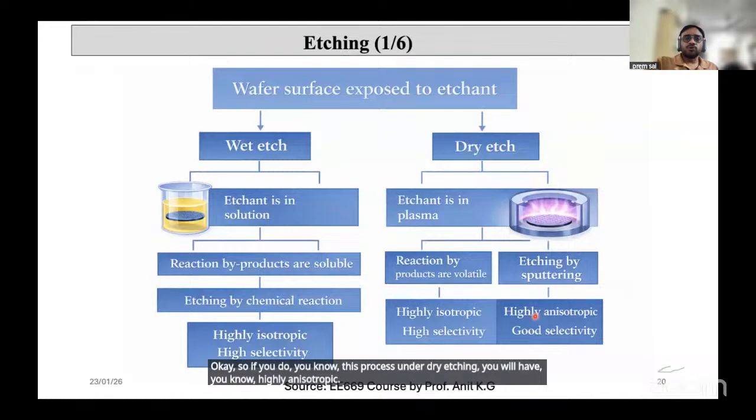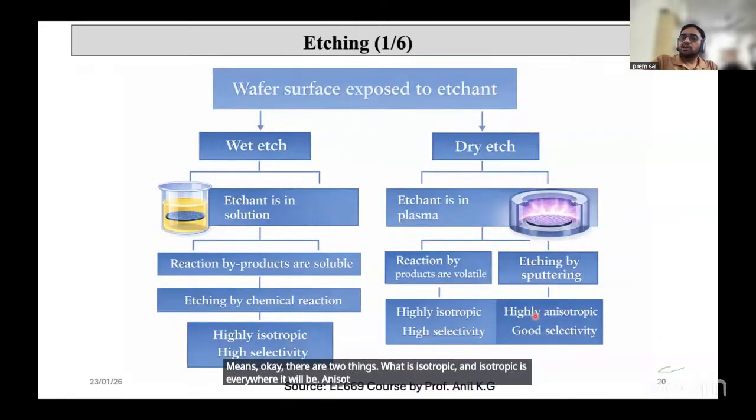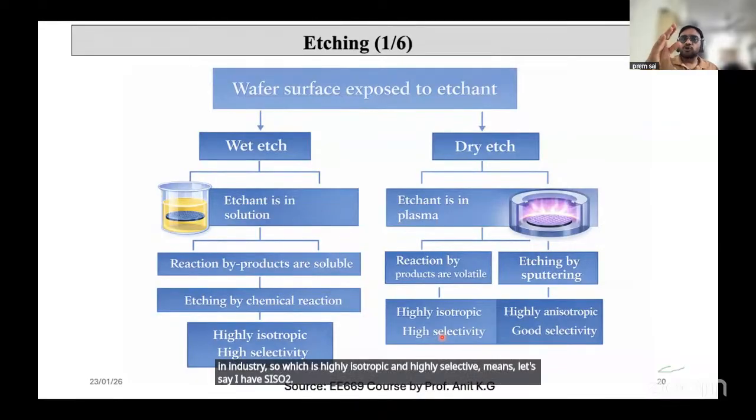There are two things. What is isotropic? Isotropic is everywhere it will etch. Anisotropic is selectively it will go. This kind of dry etching is mostly used in industry, which is highly anisotropic and highly selective. Let's say I have Si and SiO2, and I want only SiO2 to be removed. That's what is called selectivity.